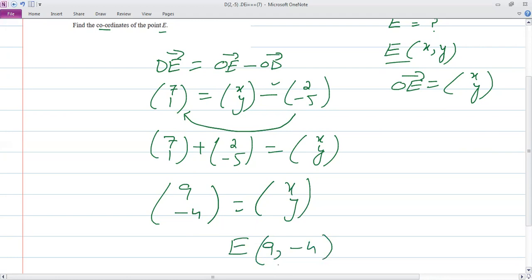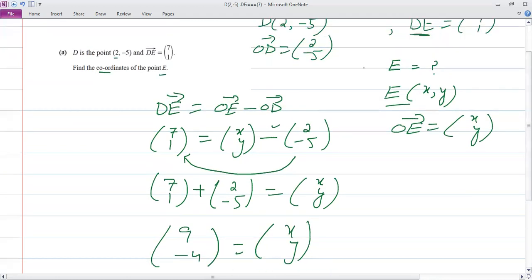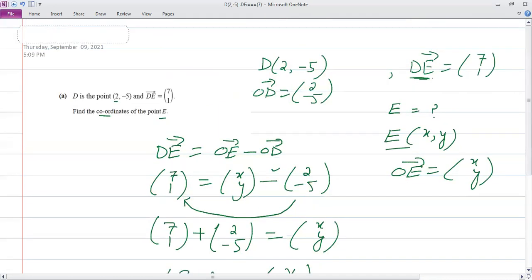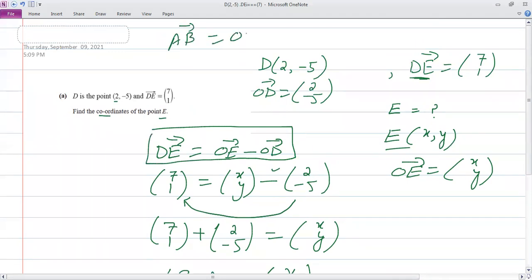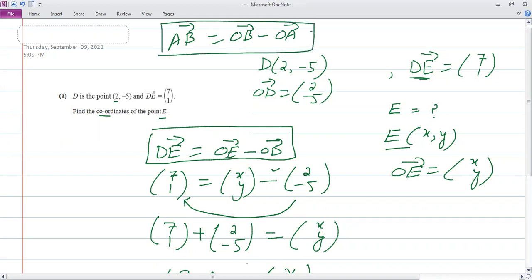Understood or not? And this point we have to use a lot. In so many questions we have to use this point. Like if it is AB, we can write it as OB minus OA. Always remember that. Okay.